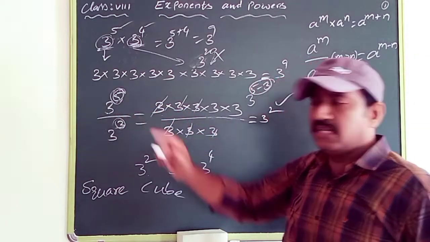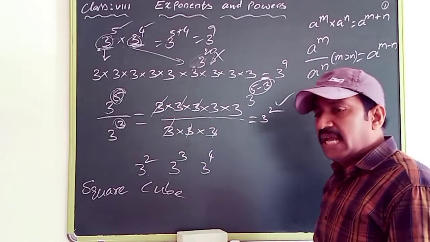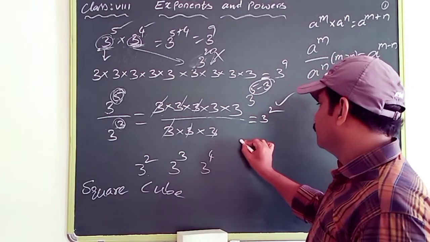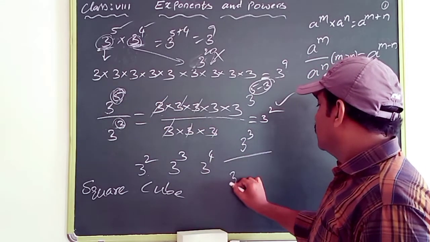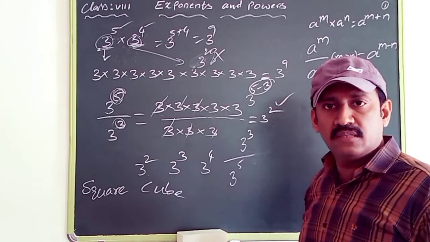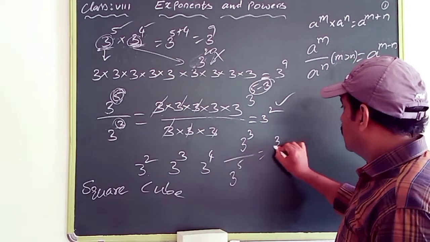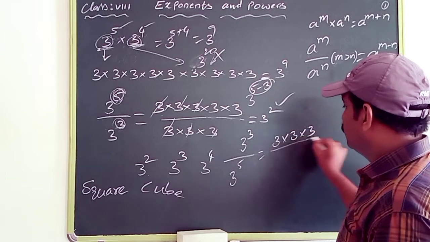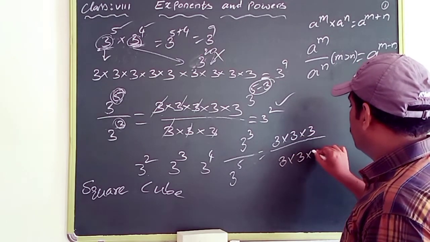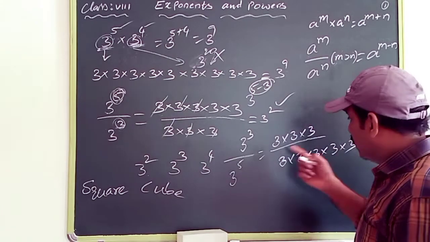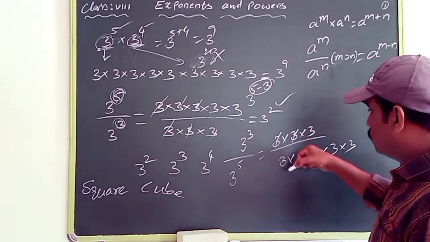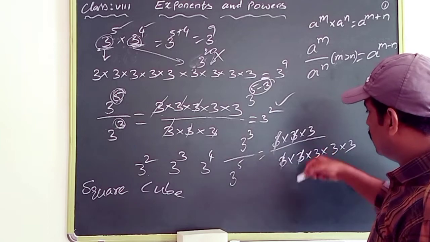For suppose, if I take the reverse, then 3 power 3 is in the numerator and 3 power 5 in the denominator. Then what can you observe? 3 into 3 into 3 in the numerator, 3 into 3 into 3 into 3 into 3 in the denominator, 5 times here and 3 times there. As usual, we can cancel 3, 3 cancel, 3, 3 cancel, 3, 3 cancel.